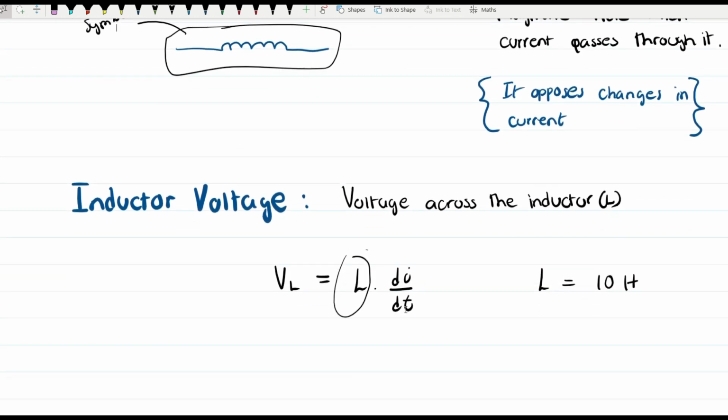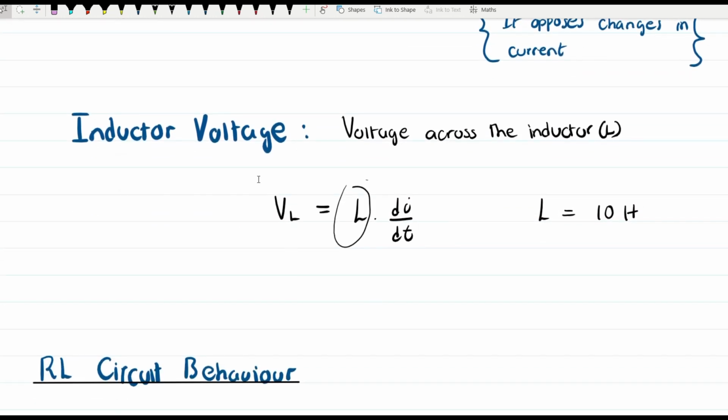We also have something called the inductor voltage, or basically the voltage across the inductor. This is given as VL is equal to the inductance, which is measured in henries, multiplied by the derivative of current with respect to time, which is basically the rate of change in current.